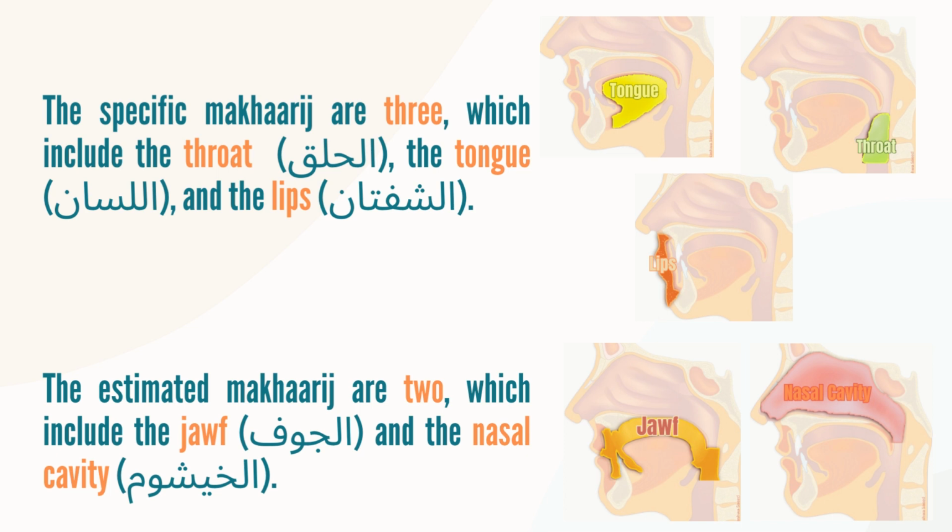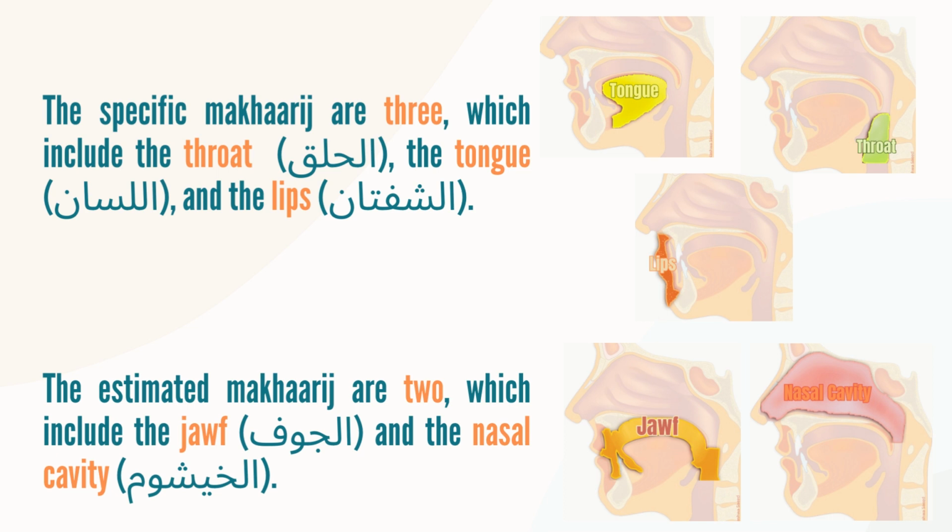The estimated makharij are 2, which include the jawf. The jawf is the hollow space in both of the throat and the oral cavity. You can see it in this yellow color here. And the second major articulation point or makhraj is the nasal cavity. So in conclusion, we have 5 major makharij.